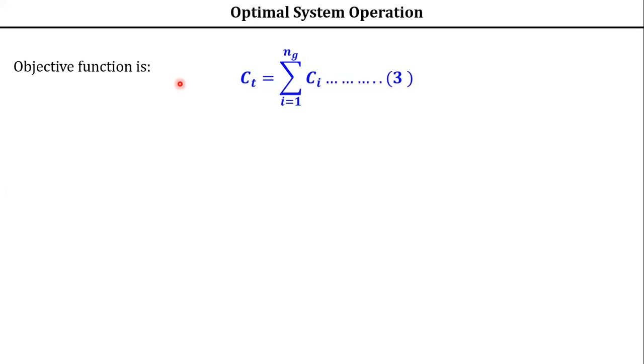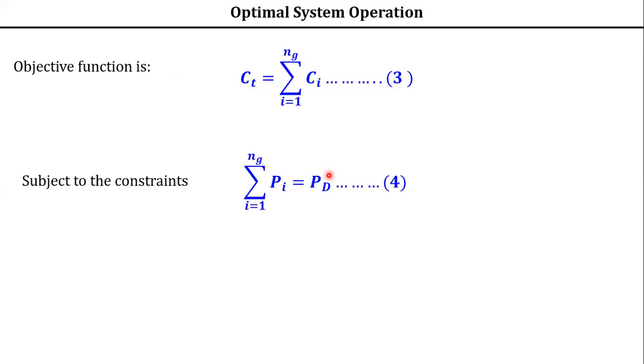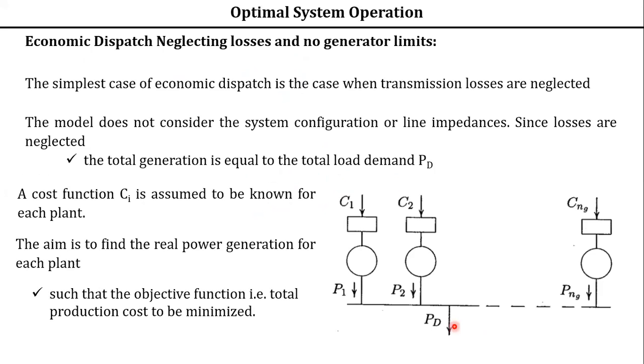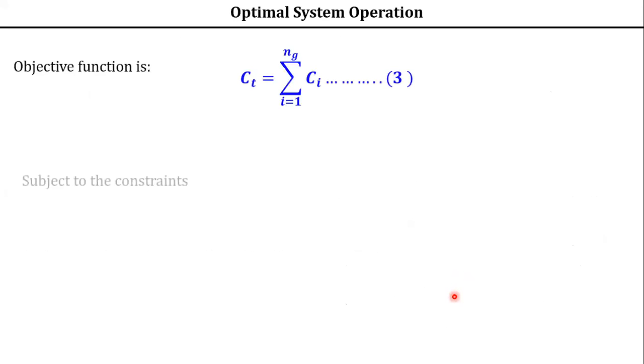Fine. So this is the objective function, subject to the constraint that the total load demand PD is equal to the total real power generation, isn't it? In the pictorial representation I have shown, this is the total load demand, PD. So PD has to be met in such a way that P1 plus P2 plus P3, etc., PNG is equal to PD. Total generation is equal to total load, because in this case we are neglecting losses. If you neglect losses, that is the equation we get. So this is your objective function subject to the sum over I from 1 to NG, the number of generators. If three generators are there, this becomes P1 plus P2 plus P3 is equal to PD. This is the constraint it has to satisfy.